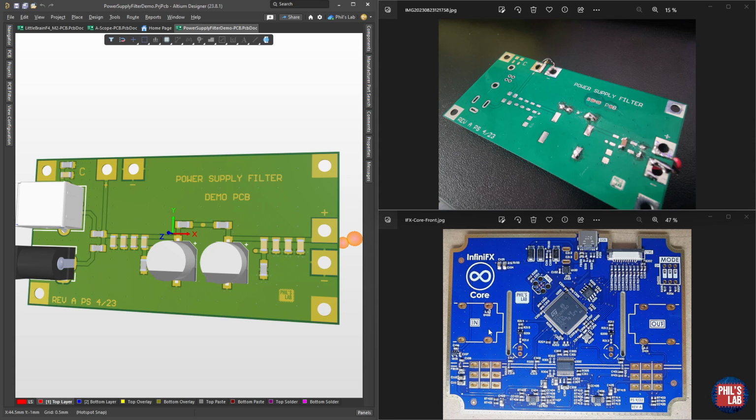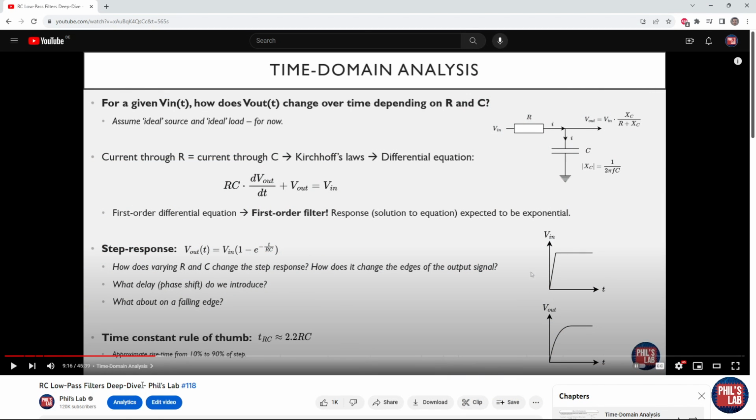Throughout, and also at the end of this video, we will look at some practical implementation of RC high-pass filters, not just in the sense of a demo PCB, but where they're used in the real world and how you might size them yourself. I also have a video on RC low-pass filters, which goes into quite a bit of depth, and that's video number 118 on my channel, and I'd suggest watching that before you continue on with this video.